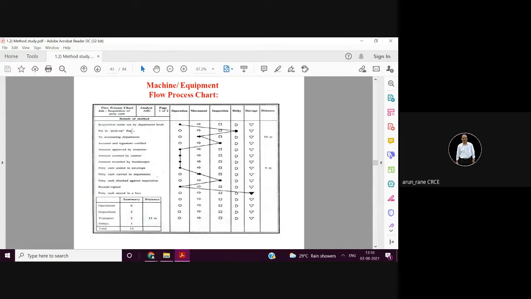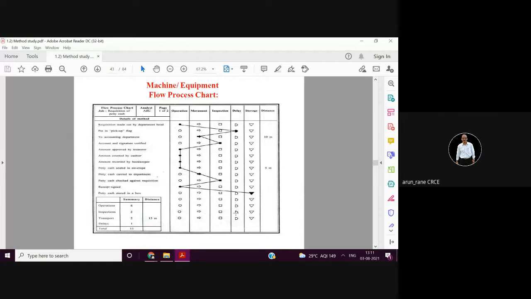So now, requisition made out by the department head, that is an operation. Then put in the pickup flag, so that is your delay. Then you are going to the accounting department, so that is your movement. Then accountant signature verified, so that is your inspection. Like that, you have to join.